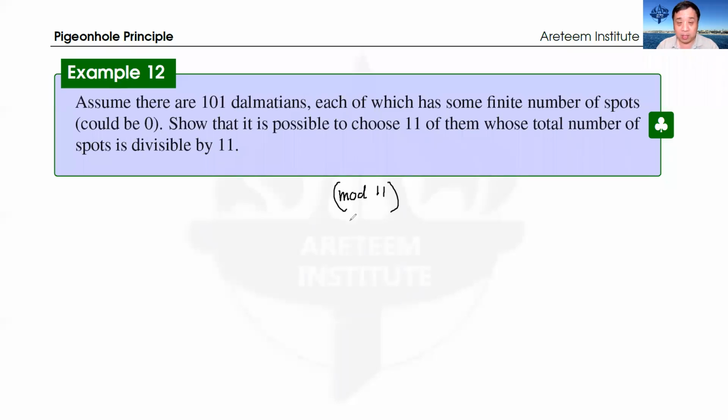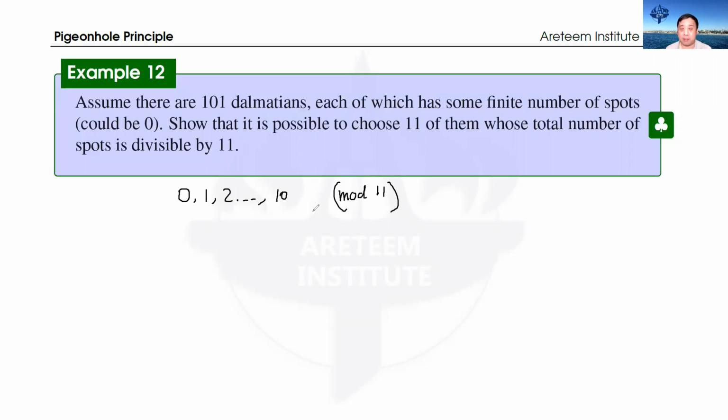So in mod 11, how many possible values do we have? 0, 1, 2, up to 10. There are 11 values. So we want to put these 101 Dalmatians into 11 possible fire hydrants, or trees. Every tree has dogs whose number of spots should have the same remainder mod 11. So we tie them this way, say to 11 trees.